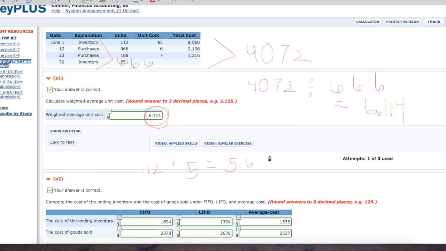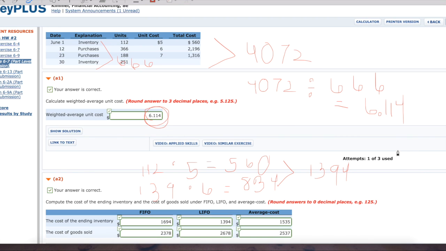And then we're going to take the difference from June 30th and June 1st in the units. So the difference in the units is 139. So it's going to be 139 multiplied by 6, which is the unit cost on the 12th. Which brings us to 834. And just like for FIFO, with LIFO, we're going to add these two numbers together, and that gives us 1,394.